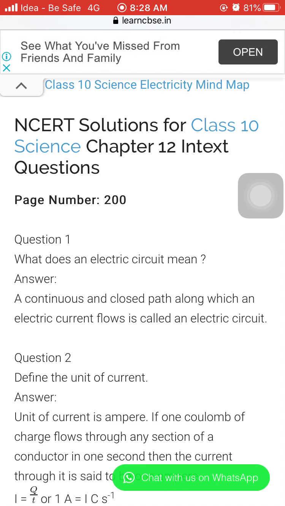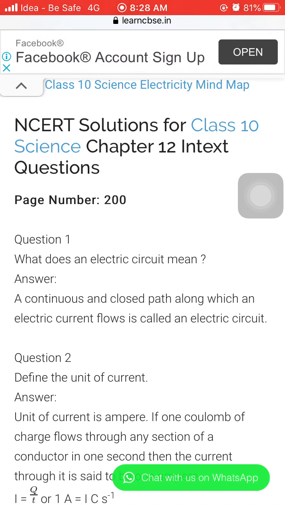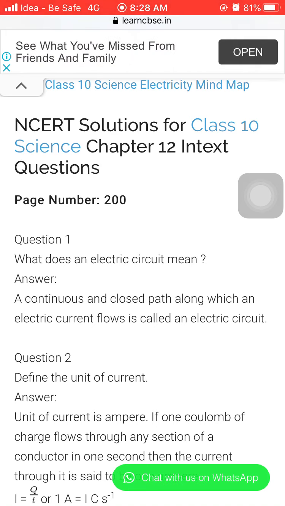So good morning students, let us have a discussion on the in-text questions of chapter 12, that is electricity. So already we have seen some of these questions. The first question here, these are the in-text questions, in between the chapters which are present.